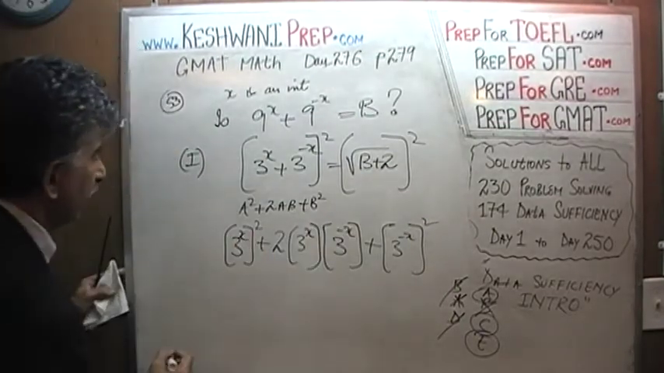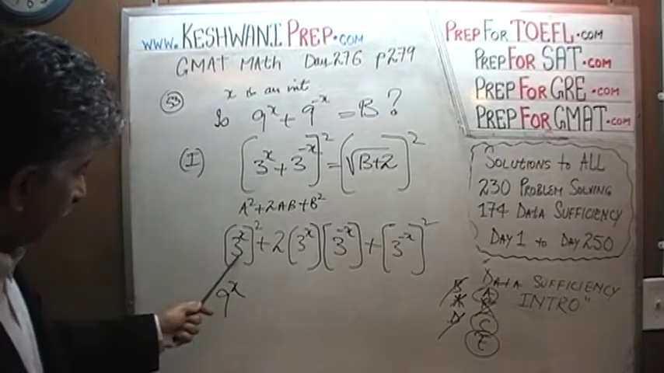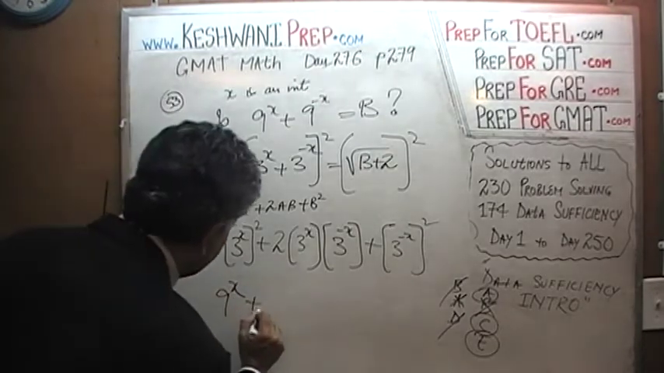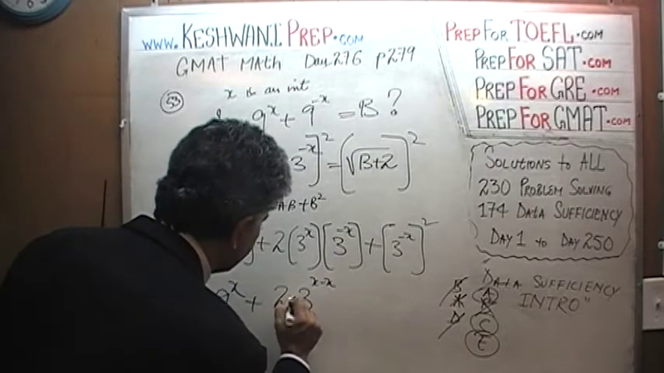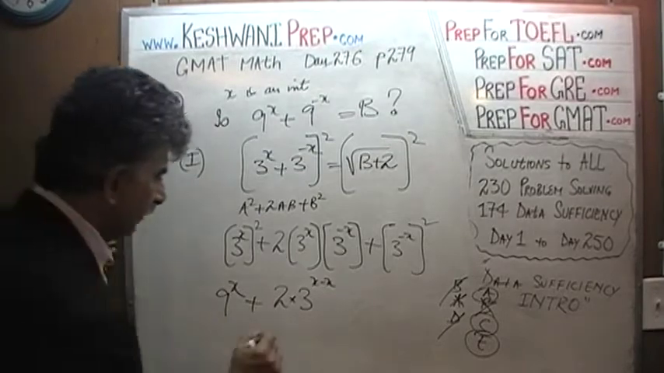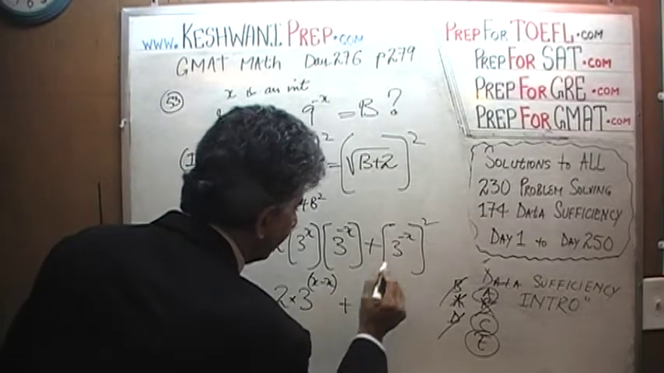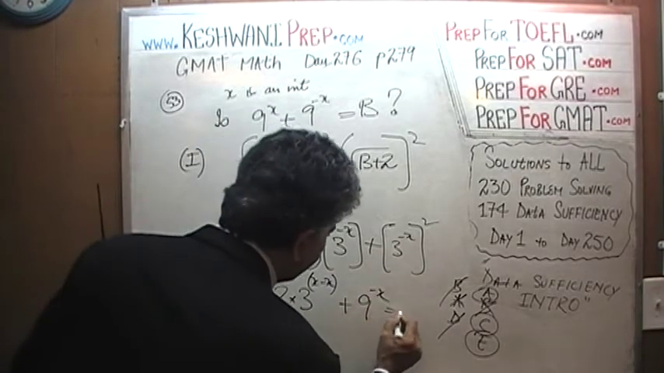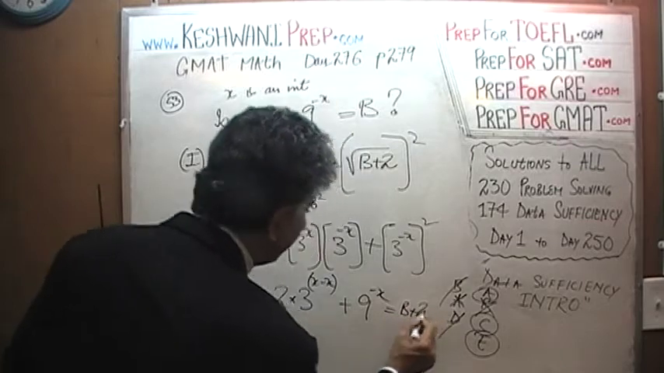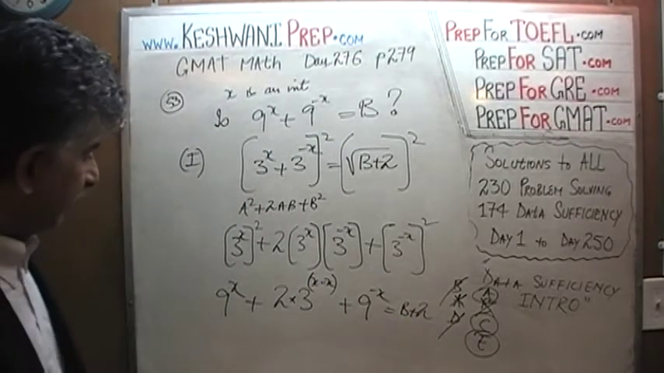(3 raised to x) squared is the same as 9 raised to x, plus 2 times 3 raised to x minus x, plus 9 raised to negative x, and that equals b plus 2. Perhaps this thing is not as bad as I thought. It actually turns out it's not as bad as I thought.